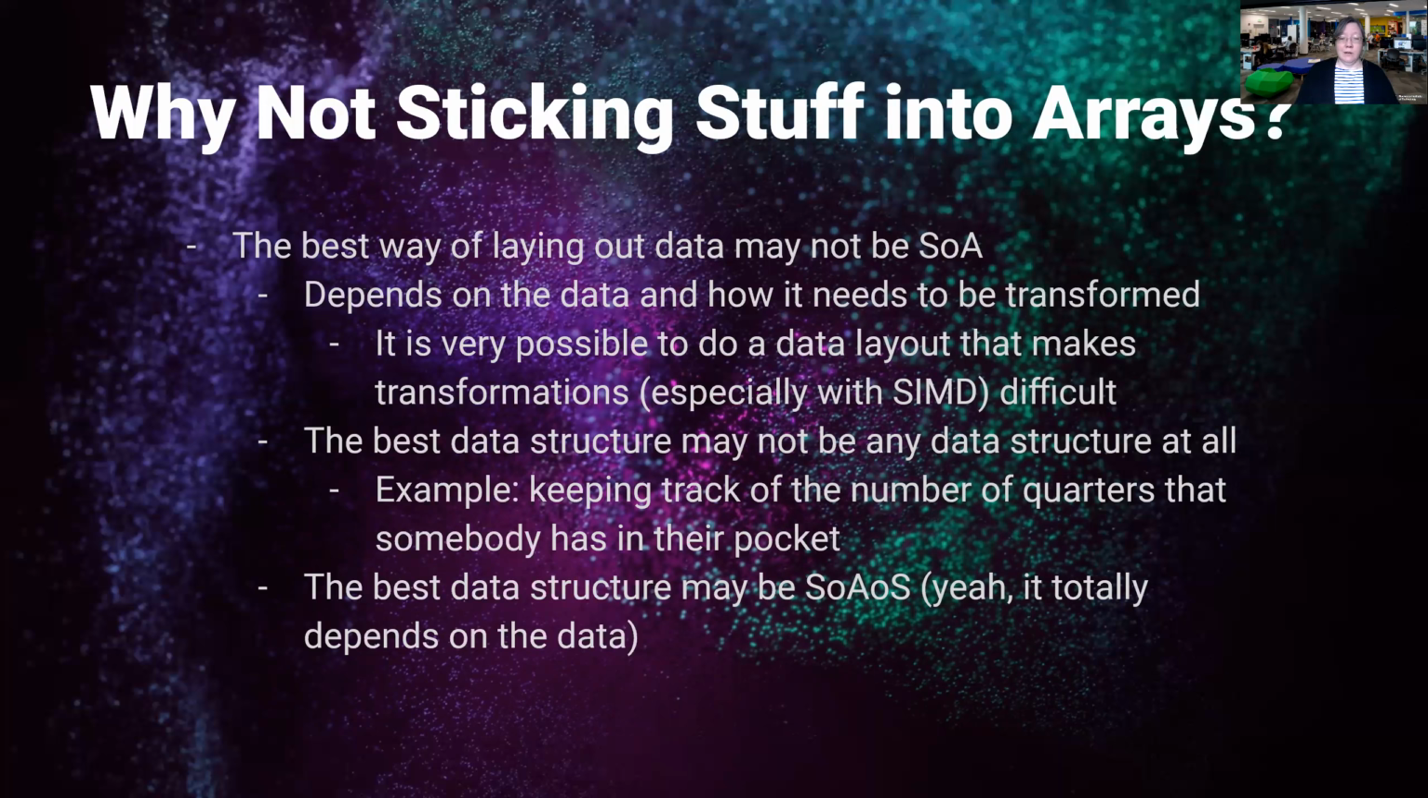For instance, if you want to keep track of the number of quarters that somebody has in their pocket, it's probably a variable, right? So there are cases where you can just get rid of the data structure and just use increments. And also note that for really complicated data, your best data structure might actually be a structure of arrays of structures. If it's complicated and it's all getting used at the same time, so it all needs to be in cache at the same time, that may be what your application needs. And so it's really about looking at the data and at what gets used or transformed at the same time. So it's not about just throwing data into arrays.